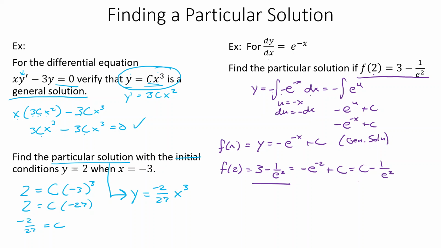So we've got this equals this. So we can cancel out the 1 over e squared from both of them, and we get that c equals 3. So that means our particular solution would be y equals, or f of x equals, negative e to the negative x plus 3, or 3 minus e to the negative x, like that. So this is the particular solution, because we have now solved for the c.